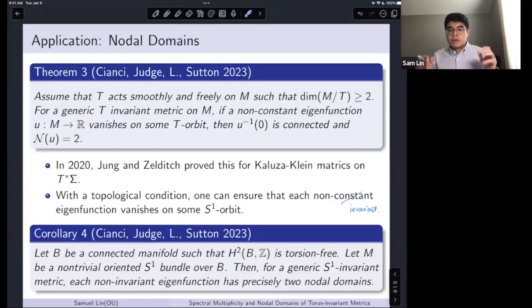Let me just say a few words about how we get this. What we did is we realized that for an eigenfunction to vanish on some T orbit, this is equivalent to some section of some bundle vanishing at some point. And a section of an S1 bundle vanishes at some point if and only if some Chern class is not 0. So that gives you what I call an obstruction. That's how we get this condition here.